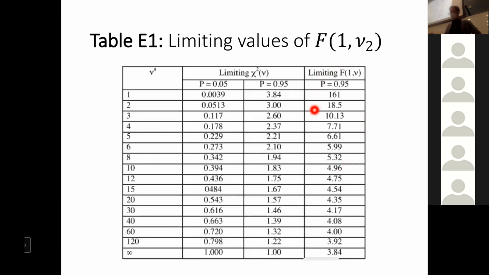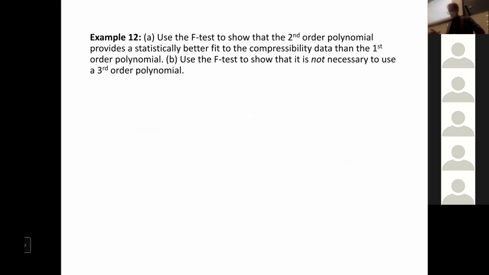Okay, so here's the table that we're going to use. The limiting 95% values for the F parameter are given in this final column of this table here. This is the column that you want to use. Now we are going to do an exercise using the F test to show that the second order polynomial provides a statistically better fit to the compressibility data than the first order polynomial. But we're going to see that the F test shows it's not necessary to use a third order polynomial.